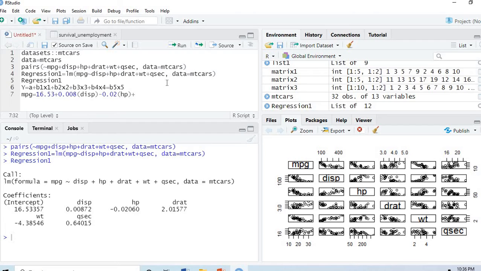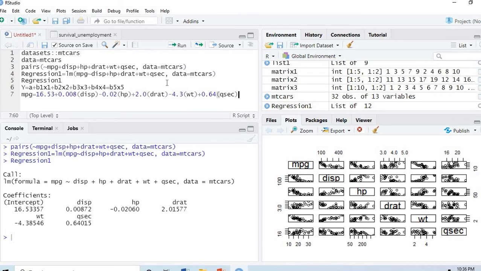Then D rate, the coefficient of D rate is 2.0, so this is 2.0 D rate. Weight is negative, so this is minus 4.3 weight, and Cusack is positive, so plus 0.64 and this is Cusack.